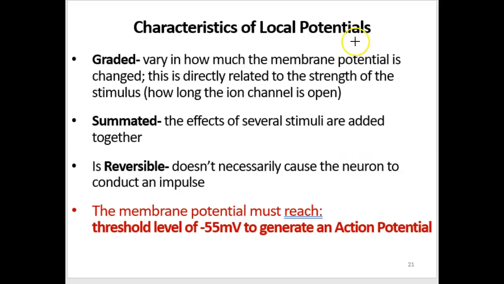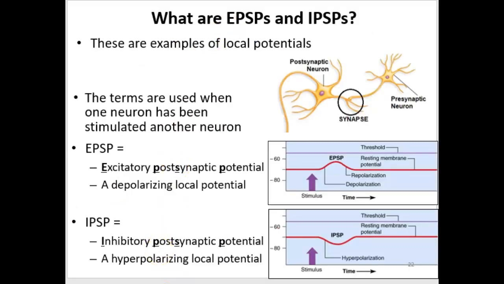So in your textbook they use some fancy words called EPSPs and IPSPs. And I'm just going to tell you what they stand for. They're really not that necessary. They're just examples of local potentials. E stands for excitatory, I stands for inhibitory. And the reason that there's these other letters here has to do with how they ever discovered that neurons change their resting membrane potential. So I'm going to show you this picture right here.